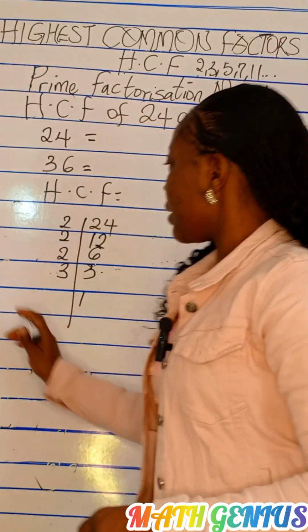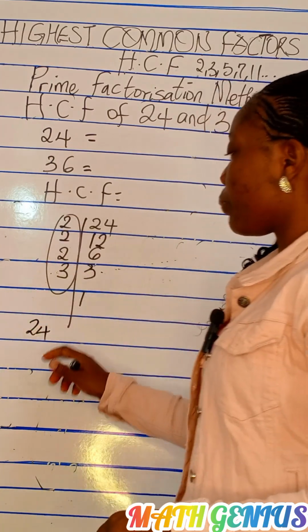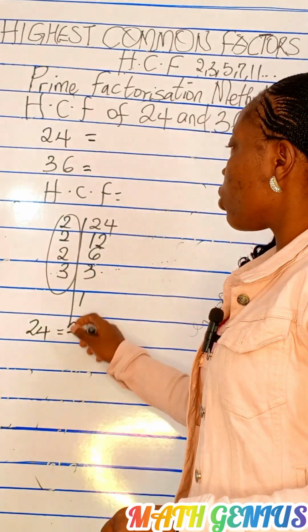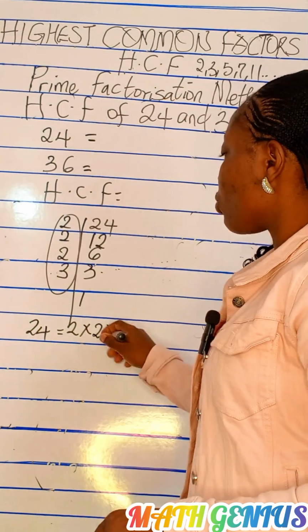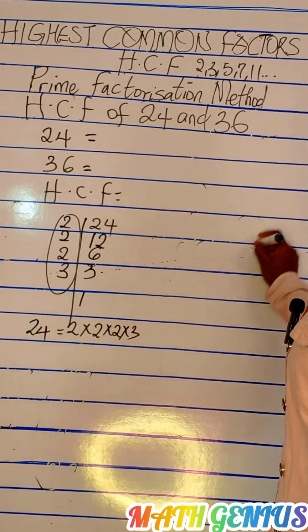So now that I have gotten here, you write 24, you express it as a product. 24 equals 2 times 2 times 2 times 3. The same thing will happen to 36.